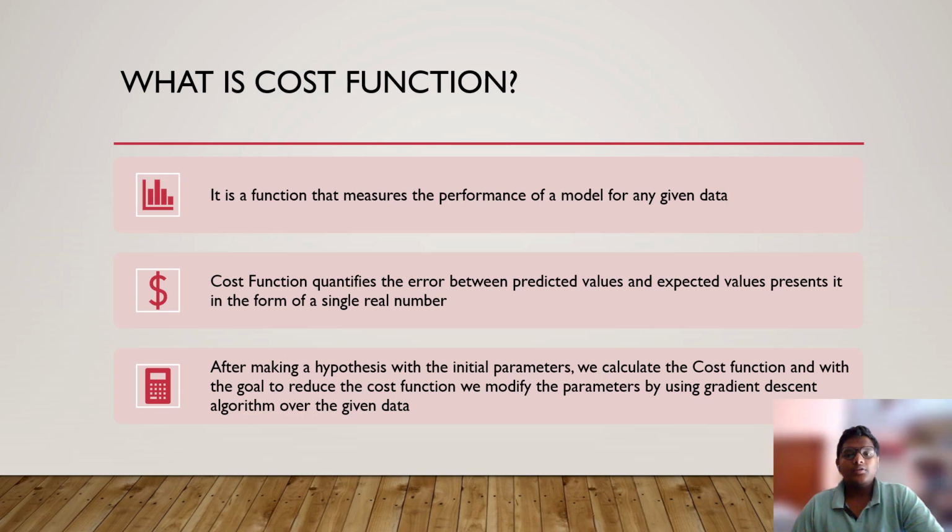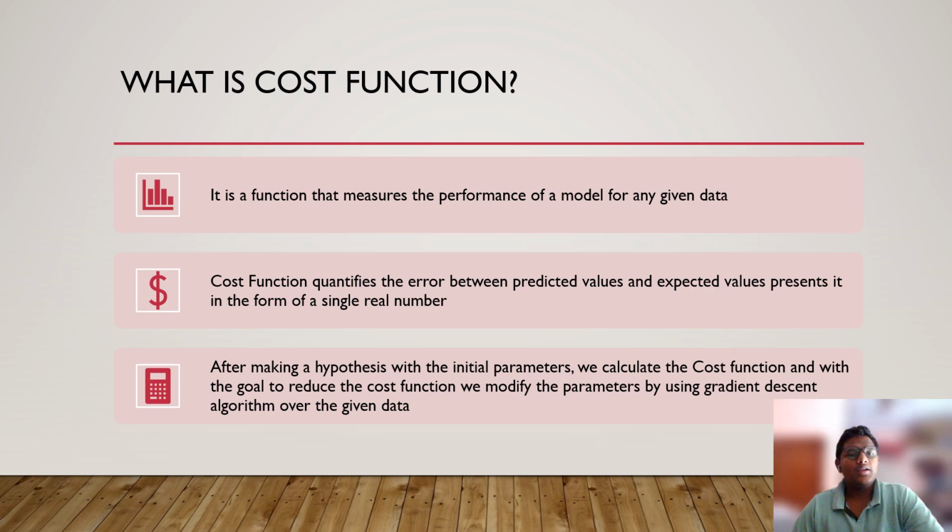While we are talking about minimizing cost, first let us know what a cost function is. It is a function that measures the performance of a model for any given data. If we are given data, it measures the performance of the model you are training. The cost function quantifies the error between the predicted values and the expected values, presented as a single real number. After taking the hypothesis with the initial parameters, we calculate the cost function.